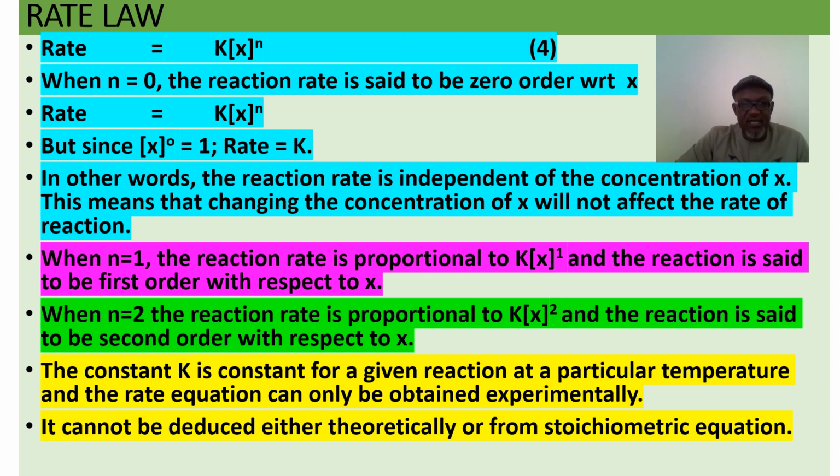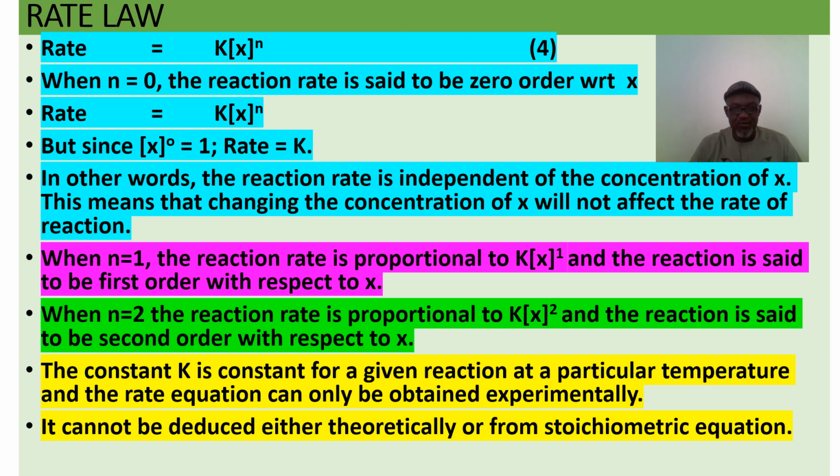Now, when n is 1, the rate is proportional to k[X] to the power 1, and the reaction is said to be first order. That means an increase in the concentration would directly proportionally increase the rate of reaction.